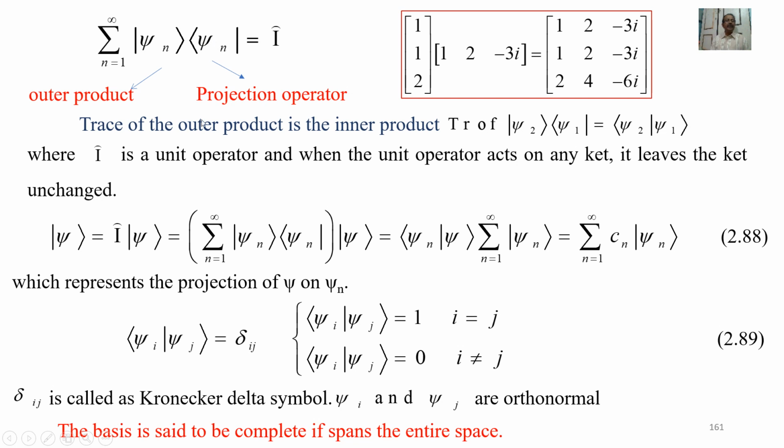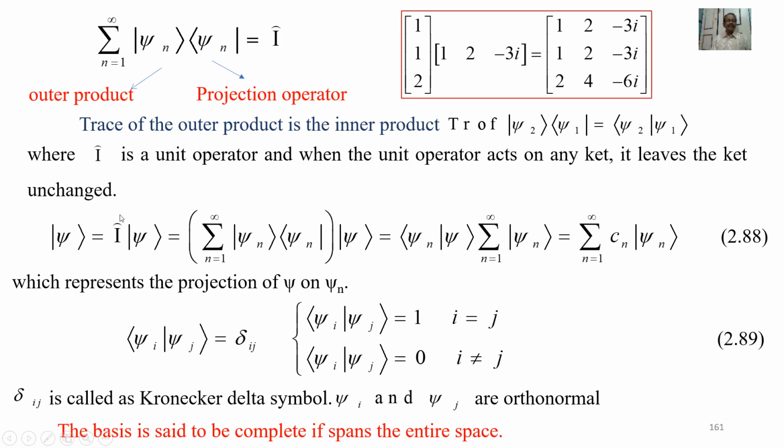And another one is, the trace of the outer product is the inner product. The trace of ket psi 2 with bra psi 1 is equal to the inner product, bra psi 1 with ket psi 2. Where I is the unit operator, and when the unit operator acts on any ket, it leaves the ket unchanged.